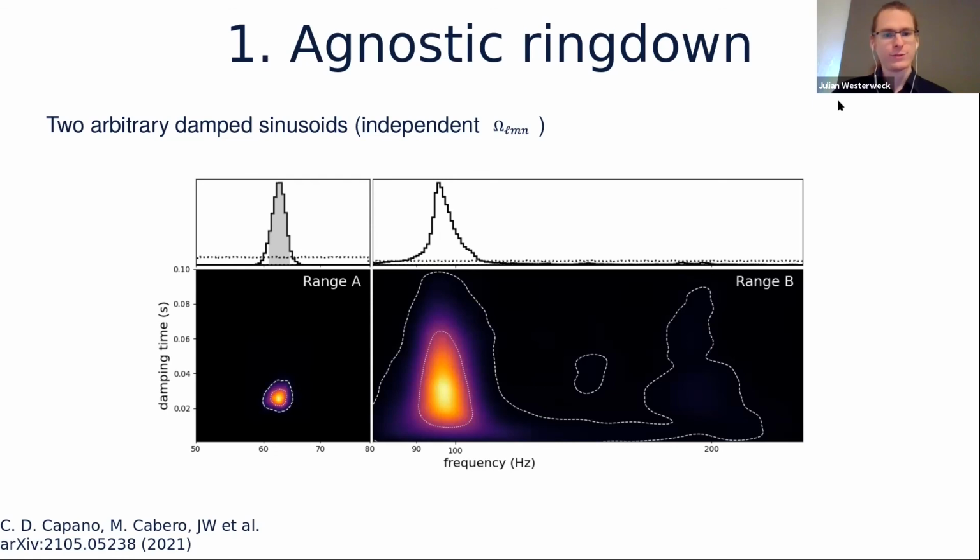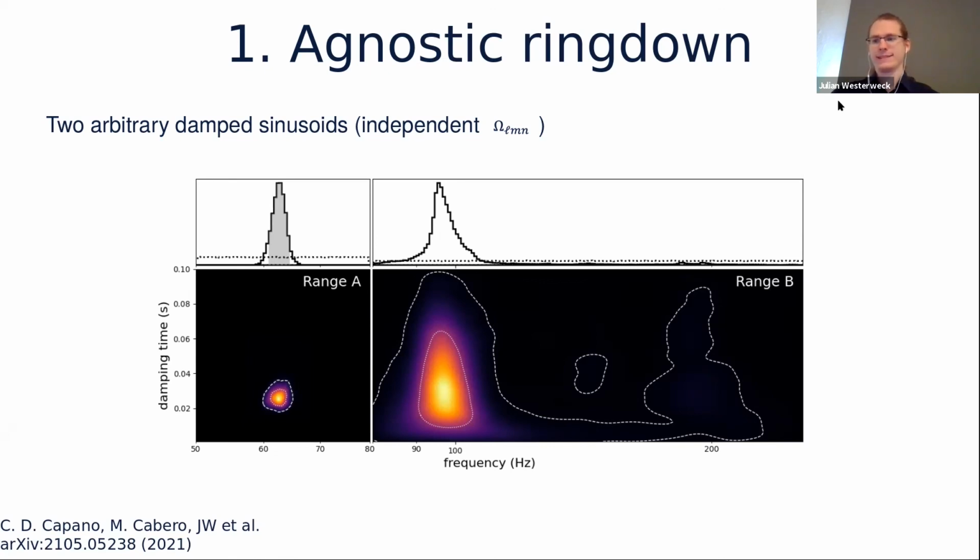Somewhere close to 62 Hertz and also with a well-measured damping time. And in frequency range B, which is much broader, we also see a clear damped sinusoid mode that is visible there. It is broader in parameter space because it is a quieter part of the signal, so it is not as well constrained, but there's clearly something there that matches the damped sinusoid template.